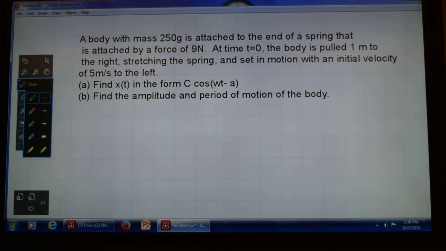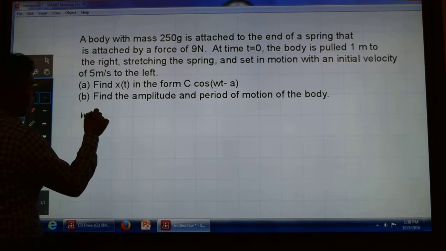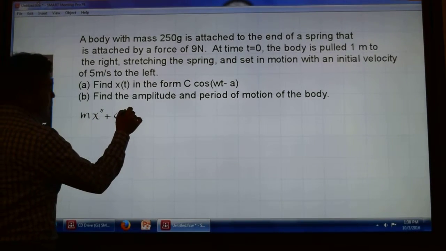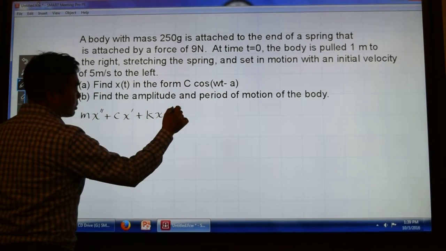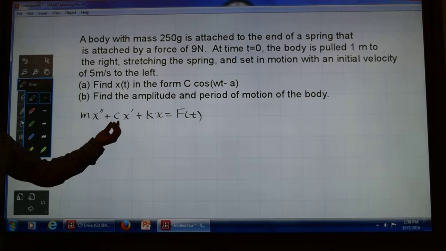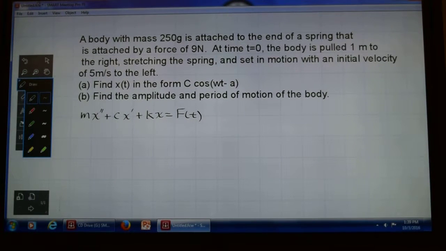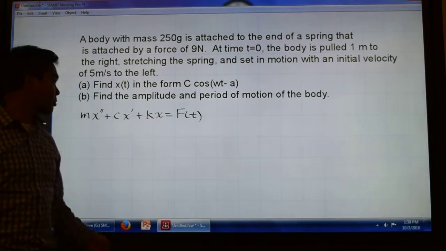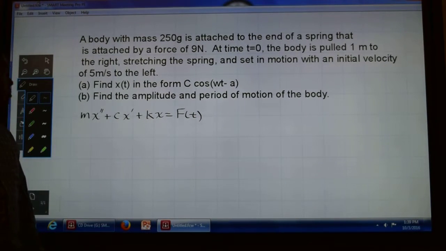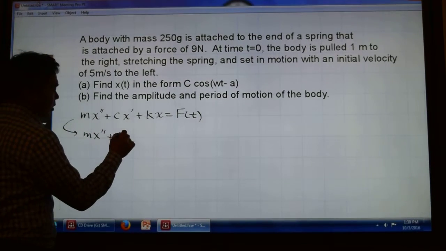I don't think there's anything about the damping. If there was damping, there should be a dashpot or something like friction somewhere, so there's no damping at all. Therefore, it should be like mx'' + cx' + kx = f(t). This is the master equation with damping, spring constant, the mass and external force. What we have here is no external force. I don't see anywhere any mention of external force. I don't see any mention of the damping constant, so it must be just mx'' + kx = 0.